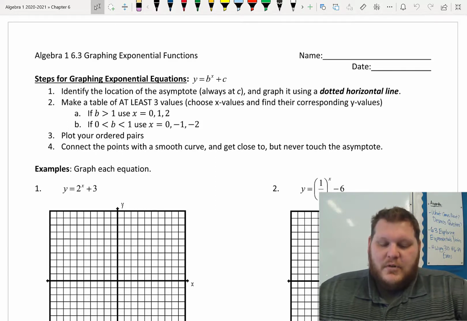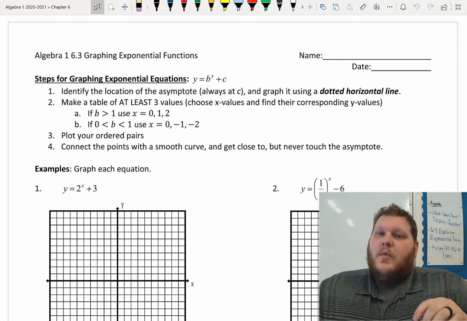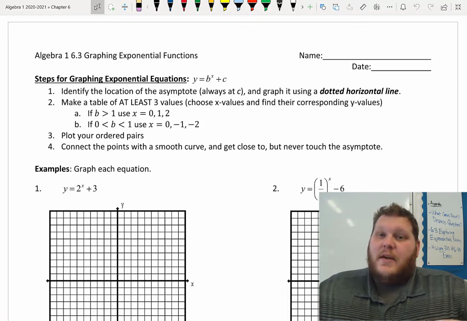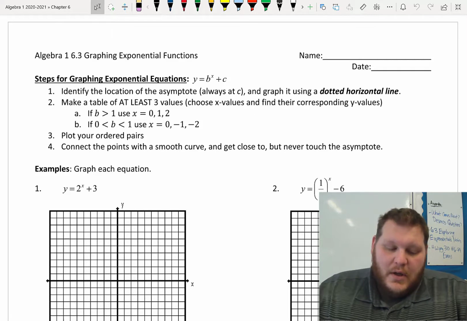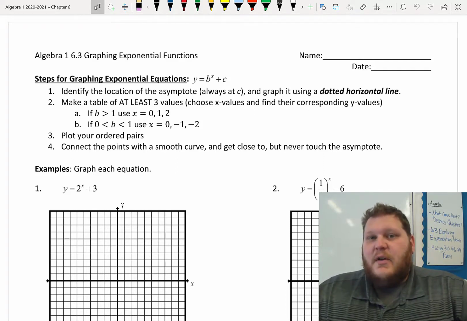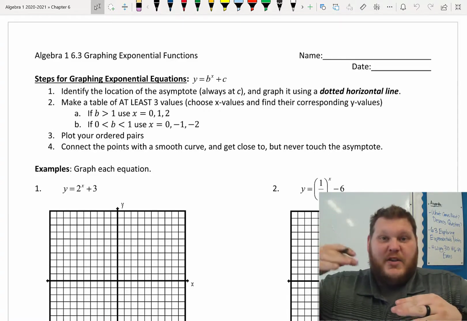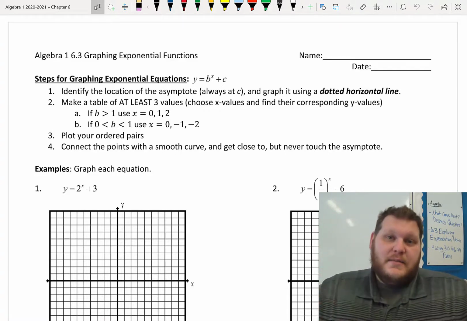In this version, we have our equation being just b to the x power, and then we'll look at what happens if we have a c value in there as well. So looking at step one, identifying where the asymptote is. Now yesterday in the video, I talked about what an asymptote is. It's that imaginary dotted line that my graph gets really, really close to but never actually hits.